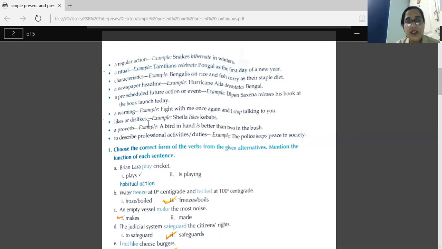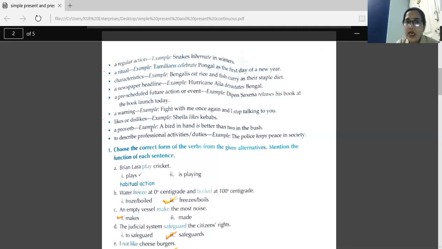Next, likes or dislikes. In this condition also, when you are showing your likes or dislikes, you have to use simple present tense. Let's see the example. Sheila likes kebabs. So here, likes shows it is simple present tense. If you have to find out which tense it is, you have to see the verb there. And in that condition, you have to see which form of verb is used. So here we are using first form of verb. So that means it is simple present tense.